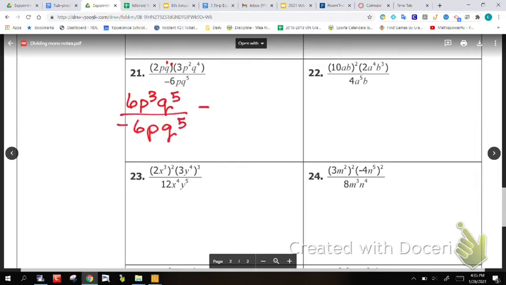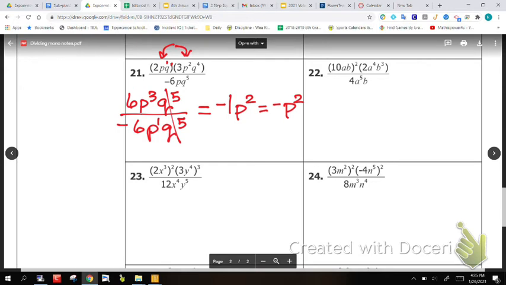Now we're going to use the quotient rule. So we're going to use the division rule. 6 divided by -6 gives you -1. P to the 3rd divided by p to the 1st. Remember, your quotient rule is subtract the exponents, which is p to the 2nd. Q to the 5th divided by q to the 5th is q to the 0, and anything to the 0 power is 1. So probably the way you're going to see this is just with the negative on the outside. Because remember, the q's are going to cancel out. There's 5 on top, 5 on bottom. They're going to cancel out to 1. So here we multiplied these together first using the product rule, and then we used our quotient rule.